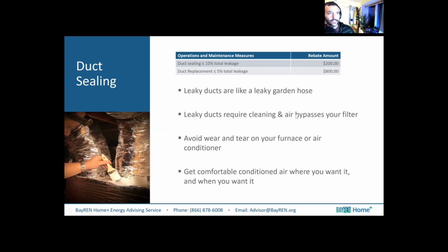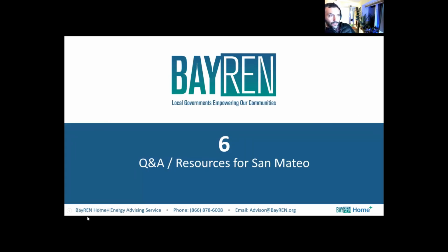Duct sealing just goes more into how it happens. Leaky ducts are like a leaky garden hose. They require more cleaning, and air bypasses your filter. Sealing avoids wear and tear on your furnace and air conditioning. You get conditioned air where you want it and how you want it. So that's all from tightening or from replacing.